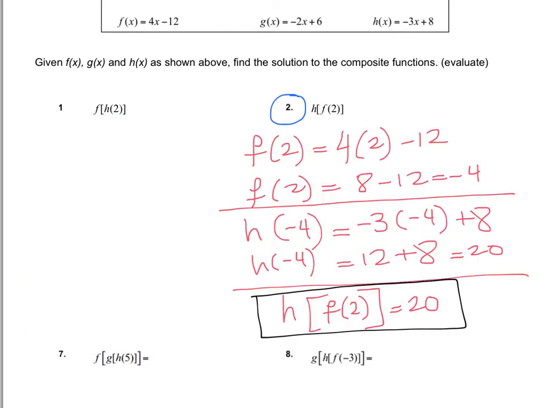So as you can see, my final answer is 20. So let's review what we did. As you remember from before, you need to find the function on the inside. So you start with the inside. So you find f of 2 to be equal to negative 4 by plugging 2 into x. Once you find f of 2, you rewrite the function as h of negative 4. So you plug negative 4 into the x of function h, and the final answer would be 20. So the composite function h of f of 2 is equal to 20.